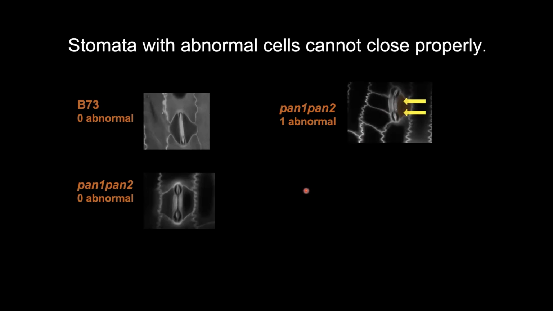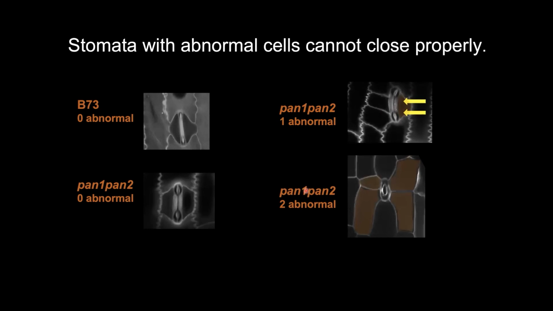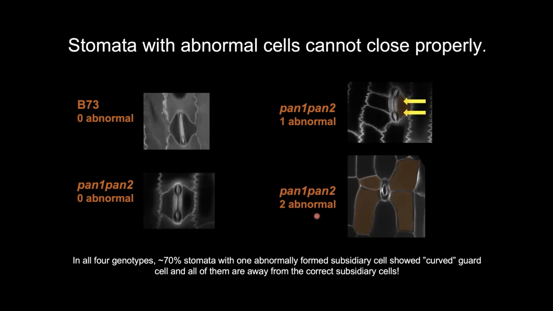So it looks like the correctly formed subsidiary cell can provide a force to the guard cells to enable them to close. And when we look at the stomata with two abnormal subsidiary cells, the guard cells remain straight. I quantified those phenomena in all four genotypes. We found that around 70% of stomata with one abnormally formed subsidiary cell showed curved guard cells, and all of them curved away from the correct subsidiary cells.